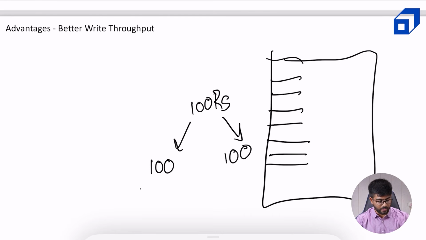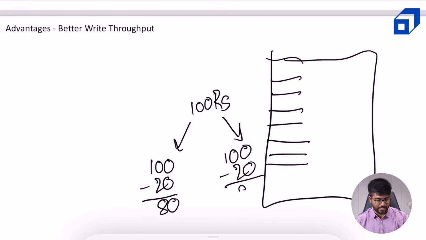Both of them try to deduct 20 rupees from it, which makes the balance 80 rupees, and then this 80 is written over 100. But even though we made two transactions, the real balance should have been 60 rupees. So in some of these use cases, this consistency is really important, and hence there would be serialized writes, which means that you cannot do two writes at the same time.